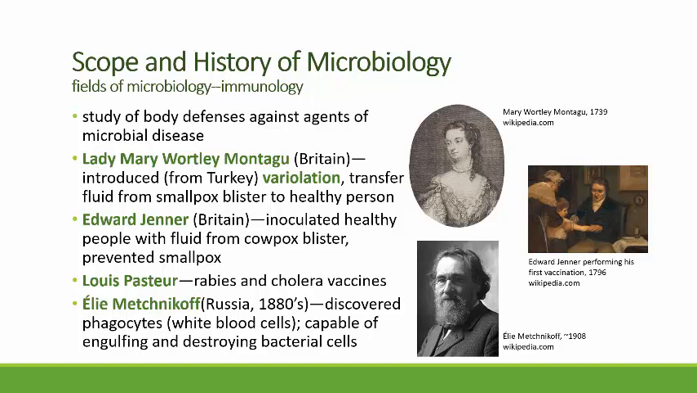And she picked up a process where you would soak a thread in the fluid from a smallpox blister of someone who was infected with this, and then make a small slice in a person's skin, and then drag that wet fluid-laden thread through that cut. And the person would then develop immunity against smallpox.